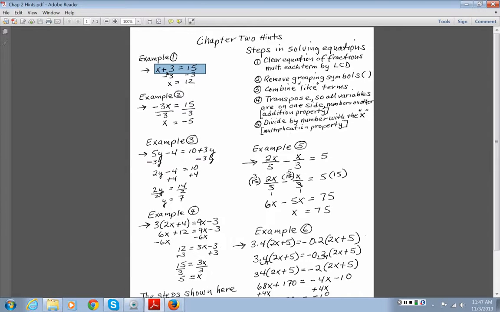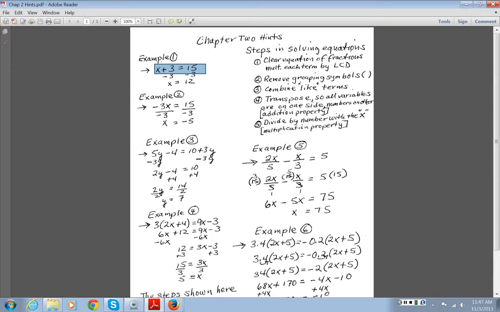Well, then we look at the positive 3. Well, what do we need to add to a positive 3 to make it a 0? And that was in chapter 1 also. We said it was the additive inverse. It's what we add to a number to make it 0. And it's usually the number with the opposite sign. So we see we have a positive 3, so we're going to add a negative 3.